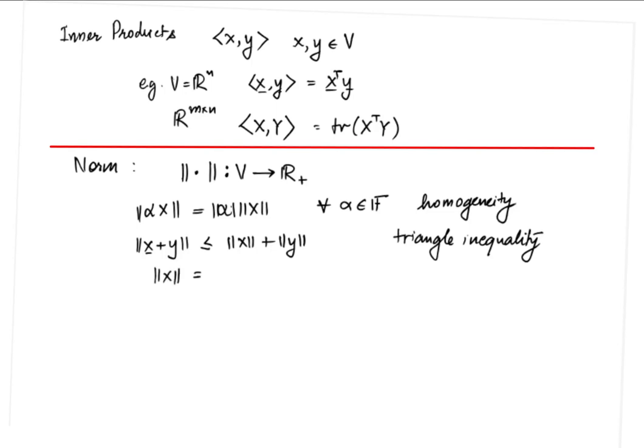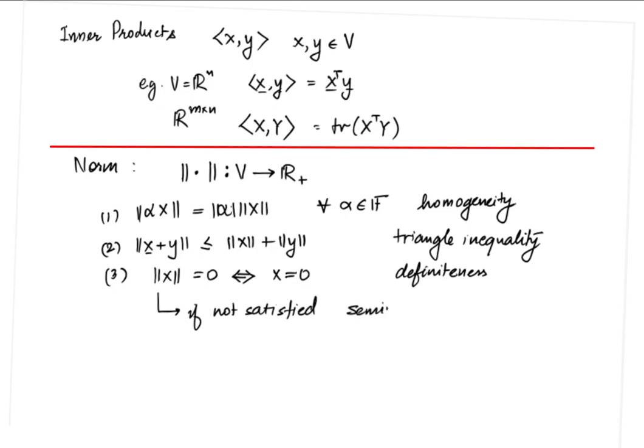The third property is that the norm of X is equal to 0 if and only if X is equal to 0. In other words, the norm of the 0 element is 0, and if the norm of an element is 0, then that element has to be the 0 element in V. This property is called the definiteness property. Together, these are the three key properties of the norm function, and in fact, any function satisfying these three properties is a valid norm. There is also a class of functions which only satisfy the first two properties, but not the third property. And these are called semi-norms.